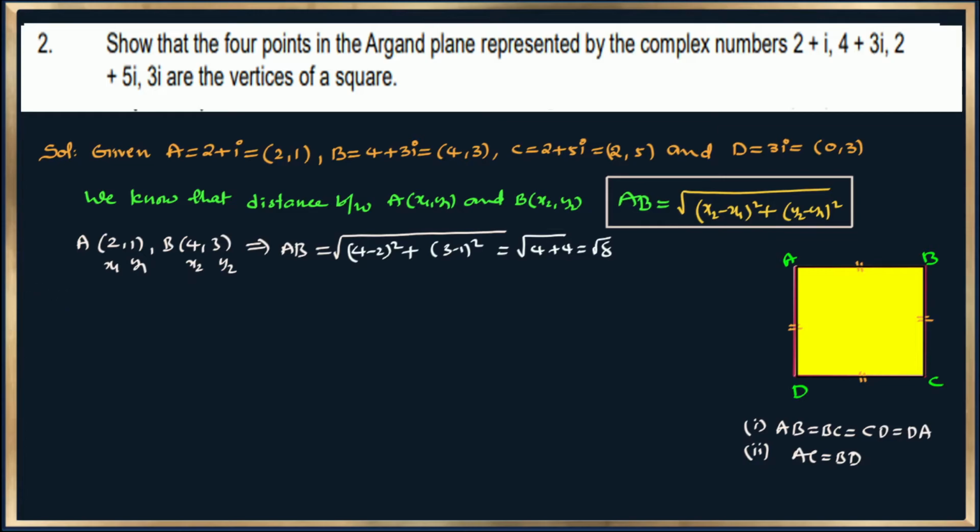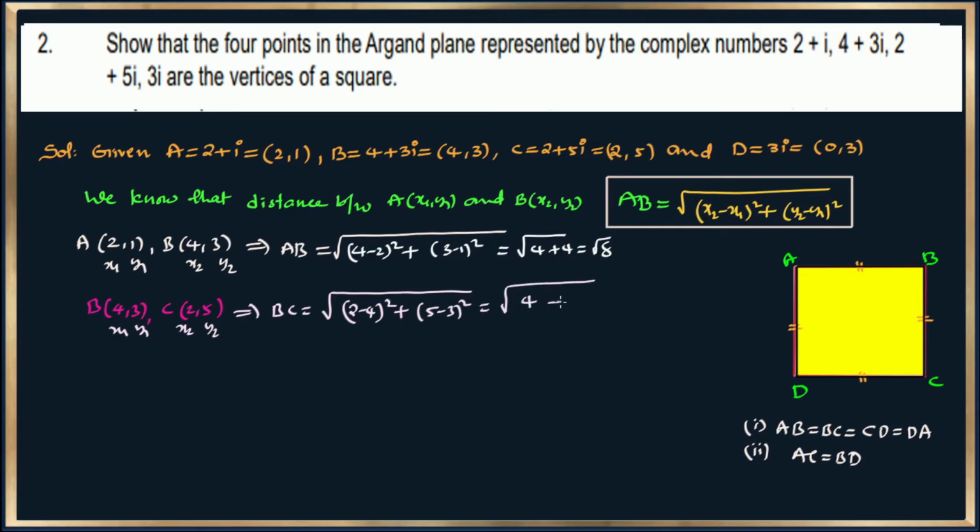Next, the distance of BC. B is (4, 3), C is (2, 5). Consider (x1, y1), (x2, y2). Then BC becomes root over (2 minus 4) whole square plus (5 minus 3) whole square. What about 2 minus 4? That is minus 2, whole square is 4. 5 minus 3 is 2, 2 square is 4. 4 plus 4, again root 8.